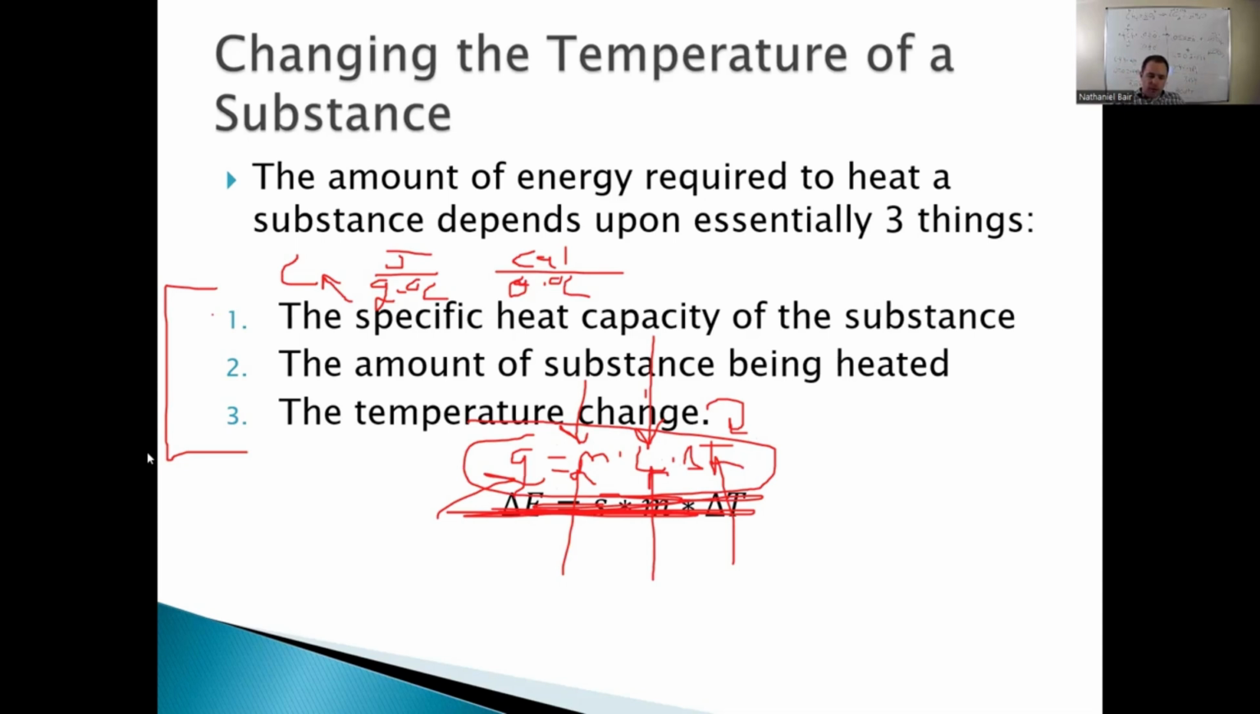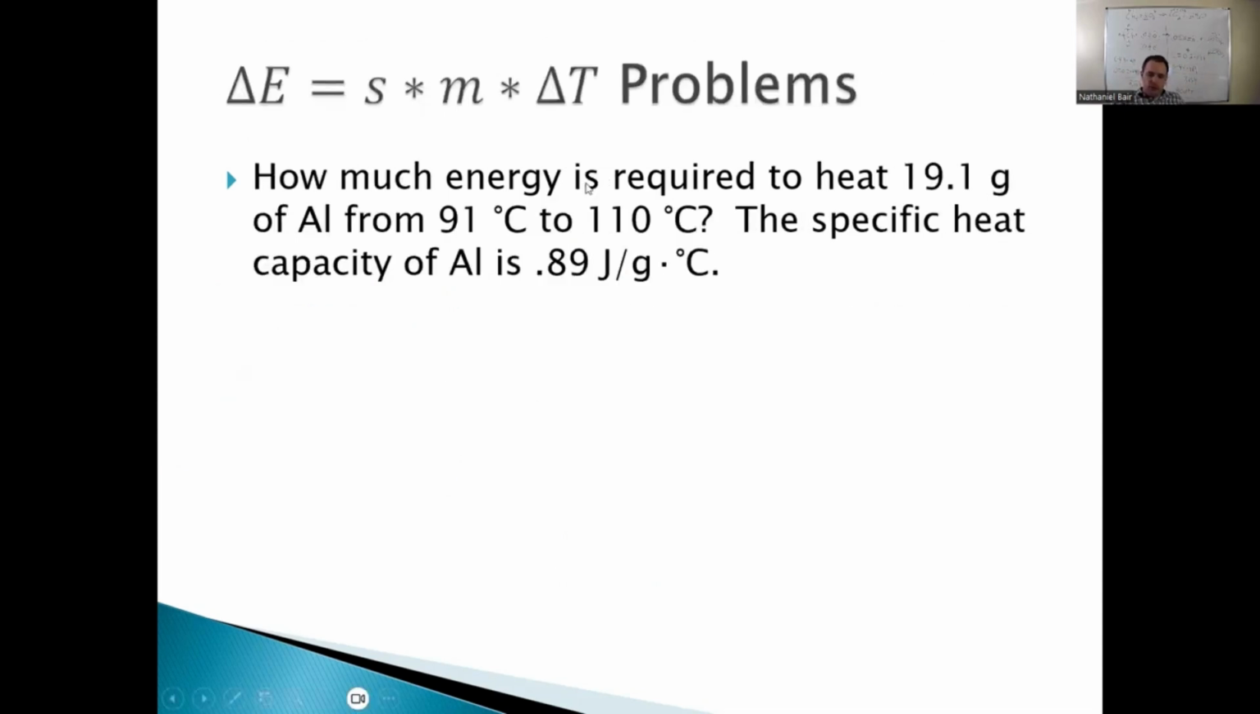So let's give this a shot. Let's do our first Q equals mcΔT problem. How much energy is required to heat a 19.1 gram sample of aluminum from 91 degrees Celsius to 110 if the specific heat capacity of aluminum is 0.89 joules per gram times degree C? So let's give this a shot. We're going to use Q equals mcΔT.